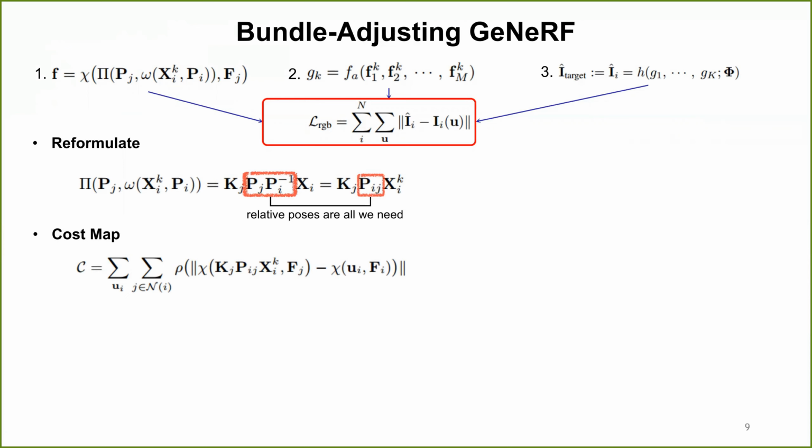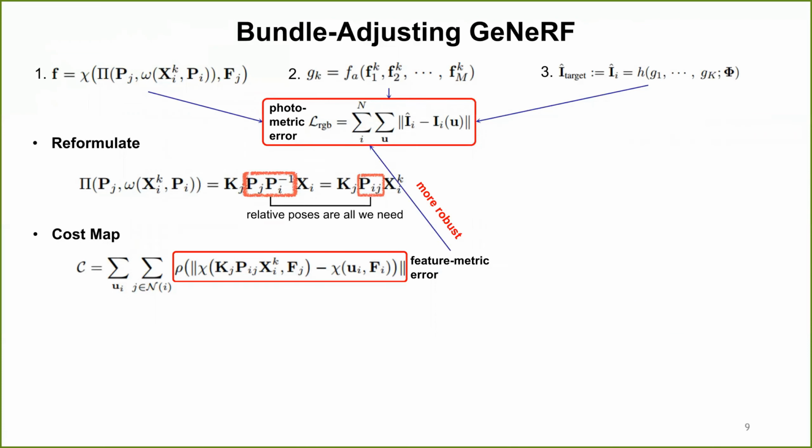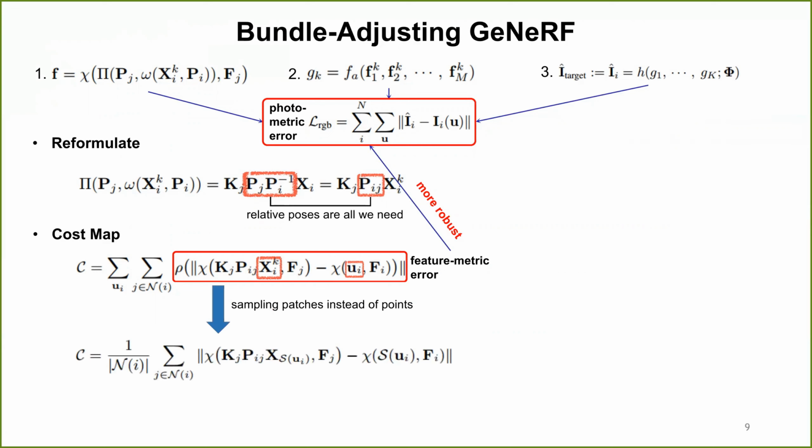To deal with outliers, we also adopted a robust kernel rho. In our framework, the cost map is deemed as an implicit cost function, and we utilize a gated recurrent unit, GRU, to learn to predict the relative camera poses. To let the GRU optimizer leverage the contextual information, we do not sample points. Instead, we sample a patch that's centered at u. Then, the cost map becomes this.